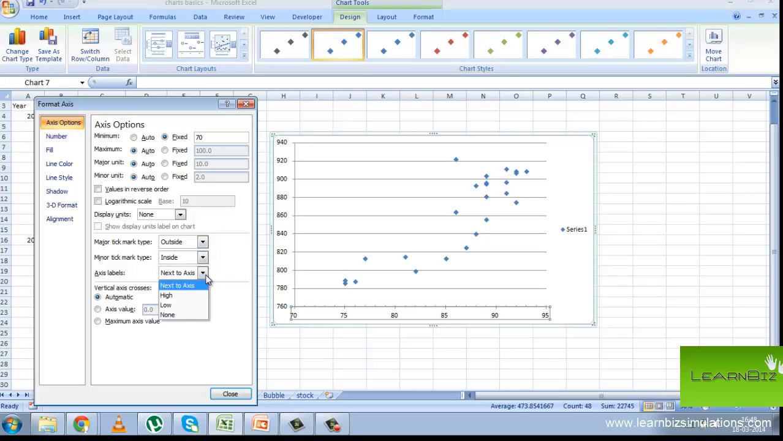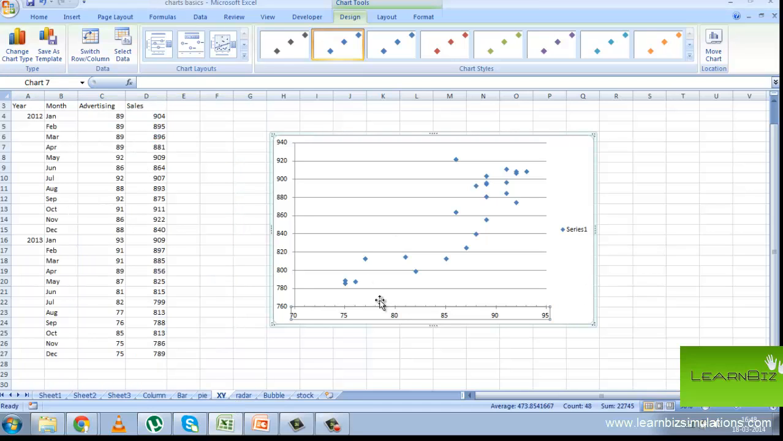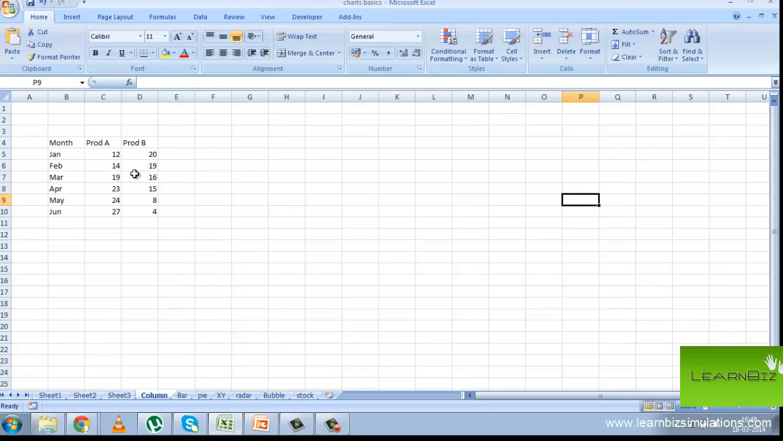You can also look at where you want the axis labels. As you can see, the scatter plot has become more clear once we have changed the axis initial point. Next is an area chart.